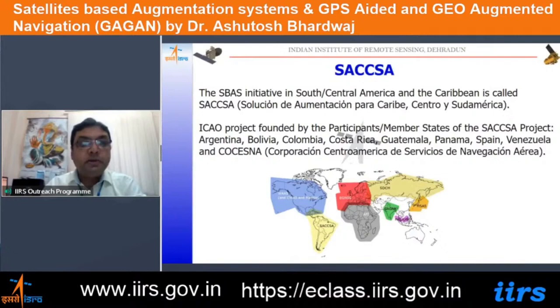Now, a satellite-based augmentation system is also there for the South and Central American and Caribbean region. And it is founded by participant member states, including Argentina, Bolivia, Colombia, and so on. So like that, we can see that almost all over the globe, the SBAS systems are now available or are in process of preparation. For intercontinental flights, when they are moving from one region to another region, they should opt for the nearest SBAS system, because the nearer we are to the reference stations, the more accurate values we are going to get. So that was about the satellite-based augmentation systems.